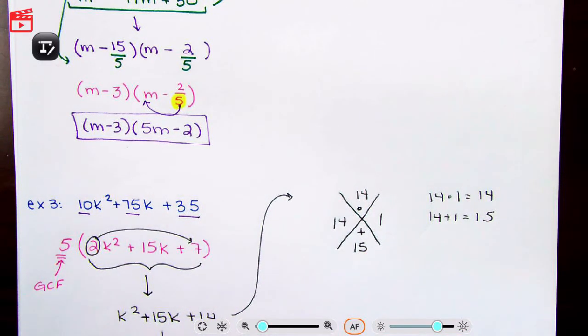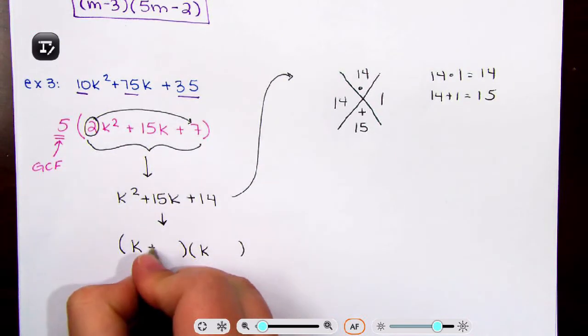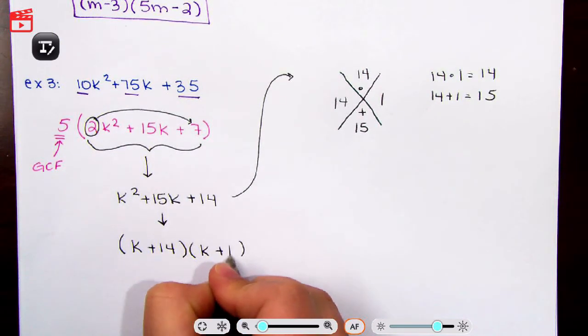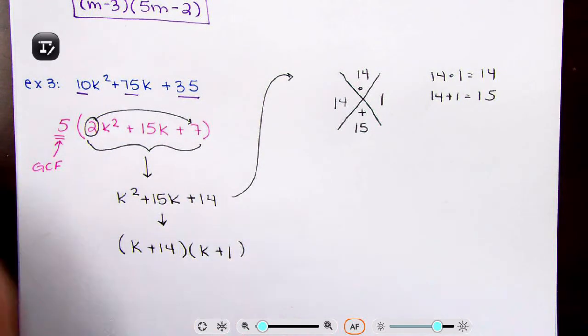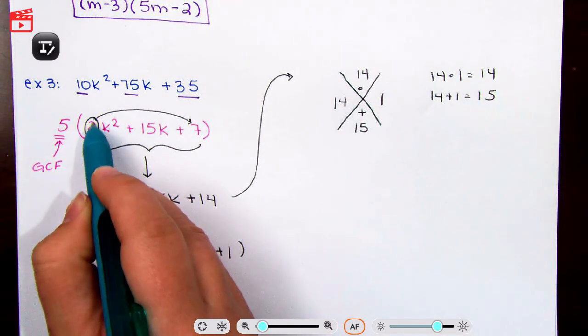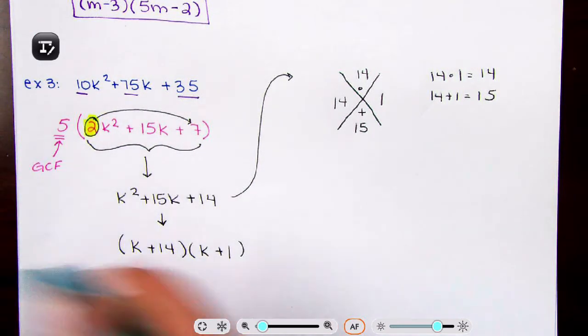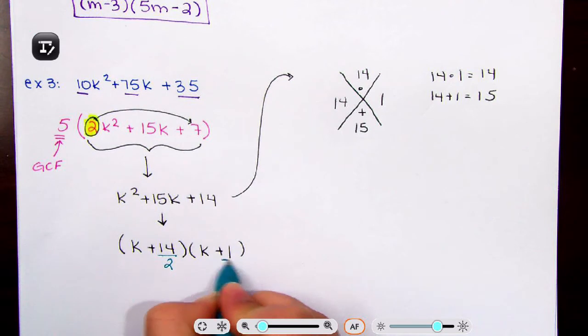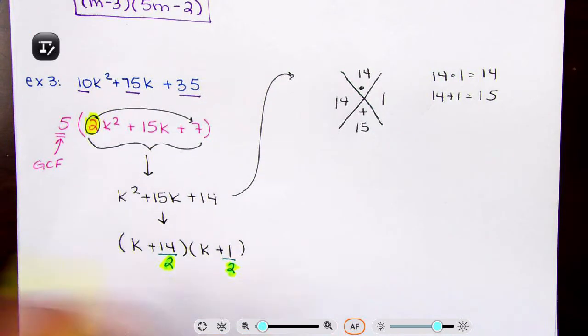Going back here, writing it as usual. This time we're using k because that is our variable. K plus 14, k plus 1. Don't bring down the GCF just yet. I was going to do that. Hold up a second because we multiplied by 2. So now I have to take this 2 and divide it here. The same 2.